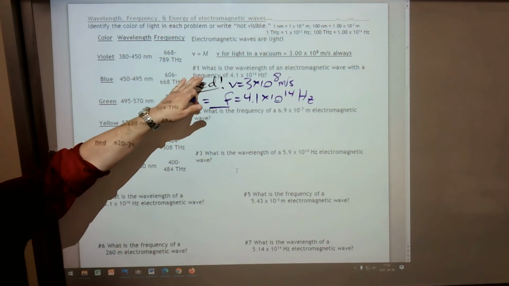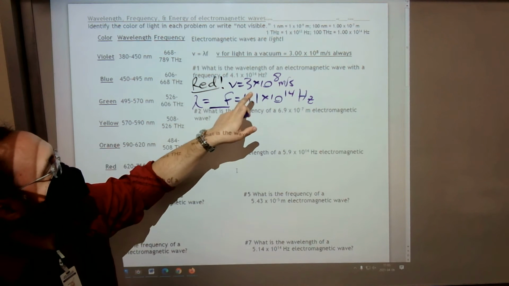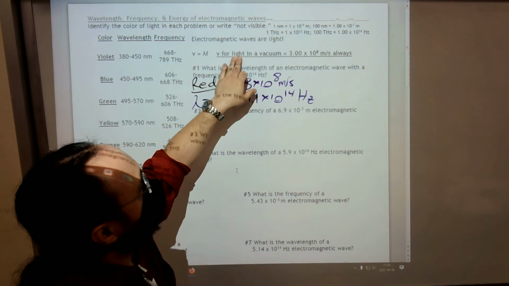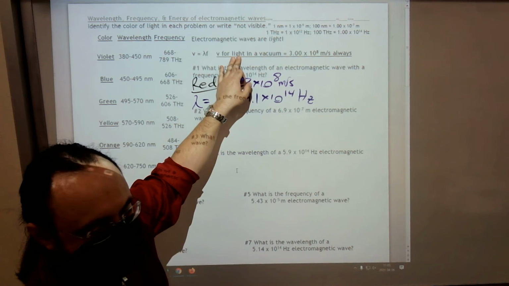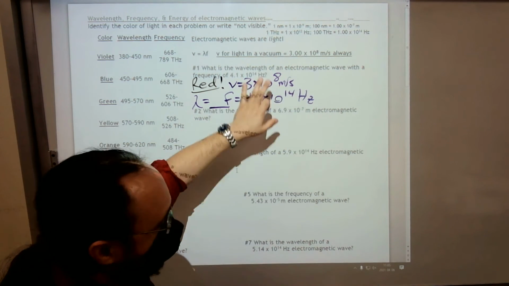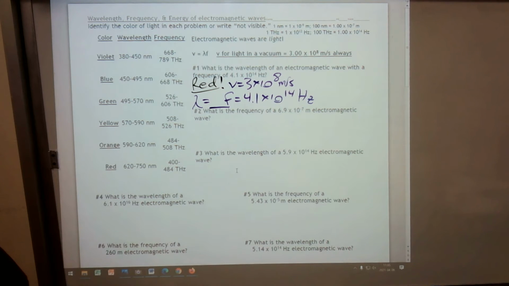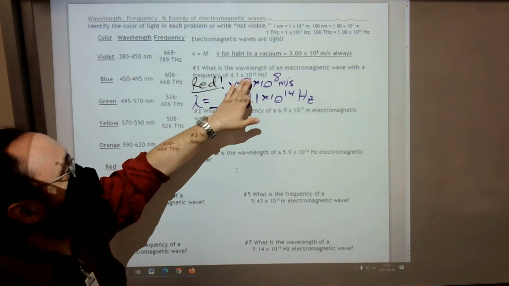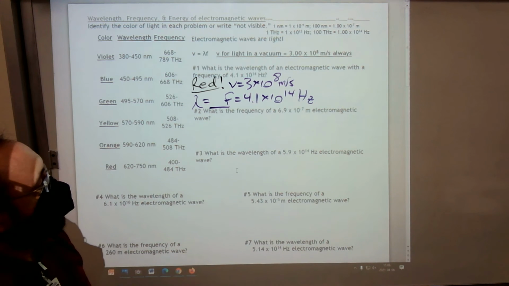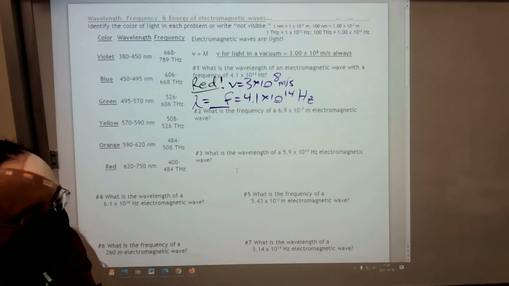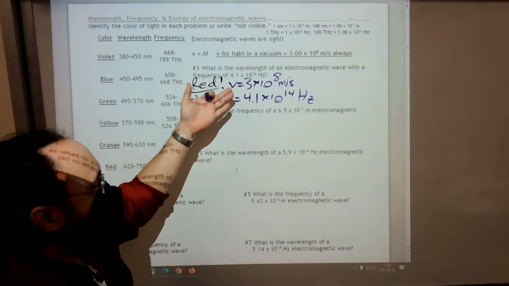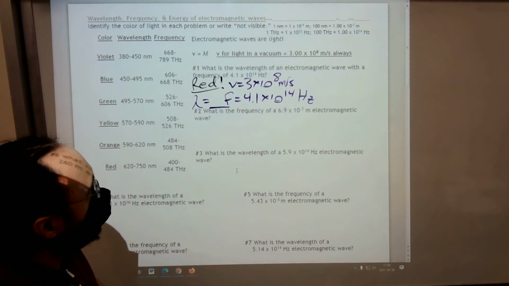Okay, it told me the frequency is this, and the speed, because it's an electromagnetic wave, and light, aka electromagnetic waves, always goes that 3 times 10 to the 8, and all these questions occur in a vacuum. So on all these questions, V is going to be that. Like I said, the big numbers make it kind of more intimidating, but it's really easier because V is always the same here. And it's always going to work out the same.